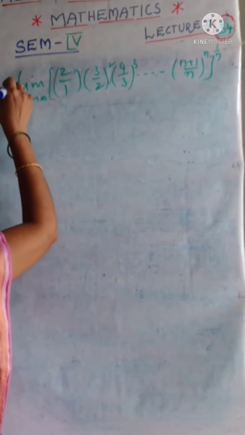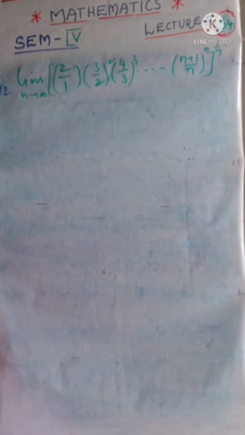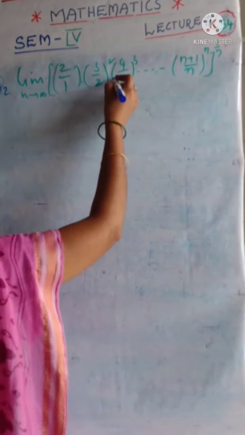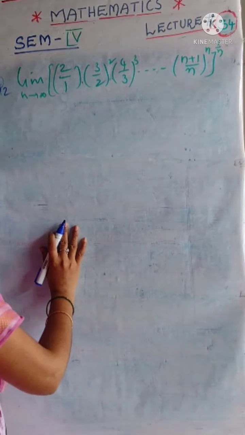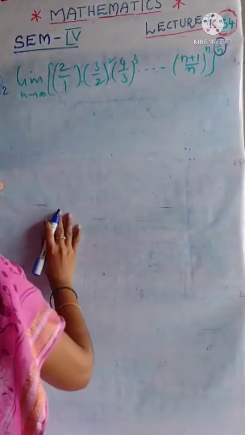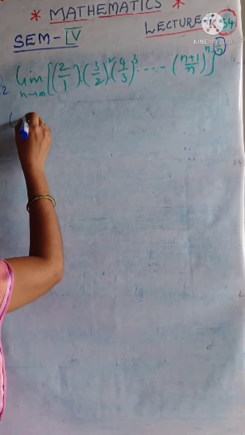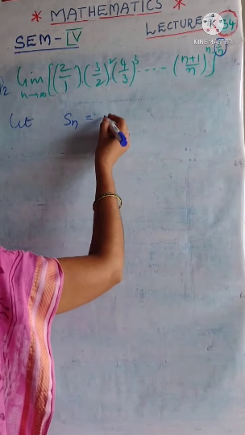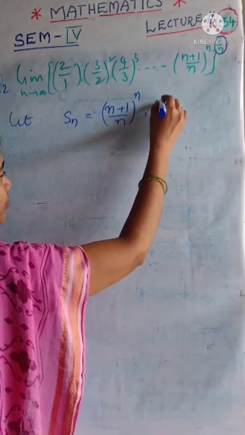Coming to the second application of the result, we want to find the limit of [2 by 1 into (3 by 2) whole square into (4 by 3) whole cube and so on, up to (n plus 1 by n) whole power n] to the power of 1 by n. You observe that it has the power 1 by n. Then it is nothing but an application of the result. That's why let us choose the nth term of a sequence as (n plus 1 by n) to the power of n.